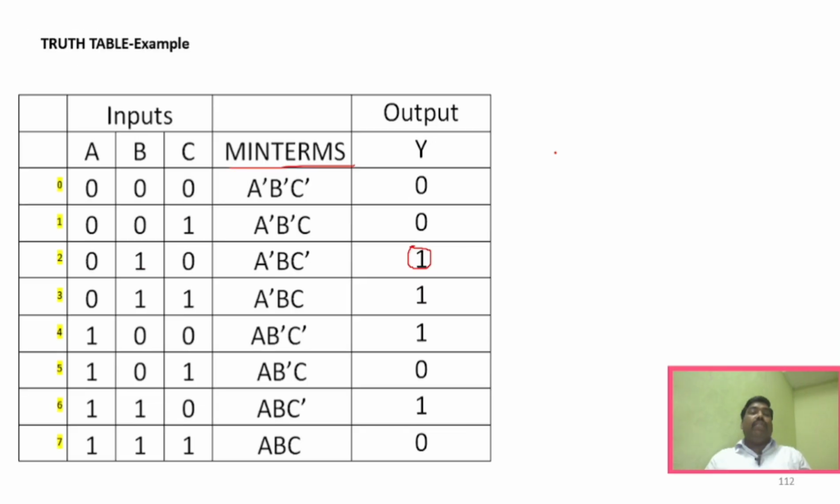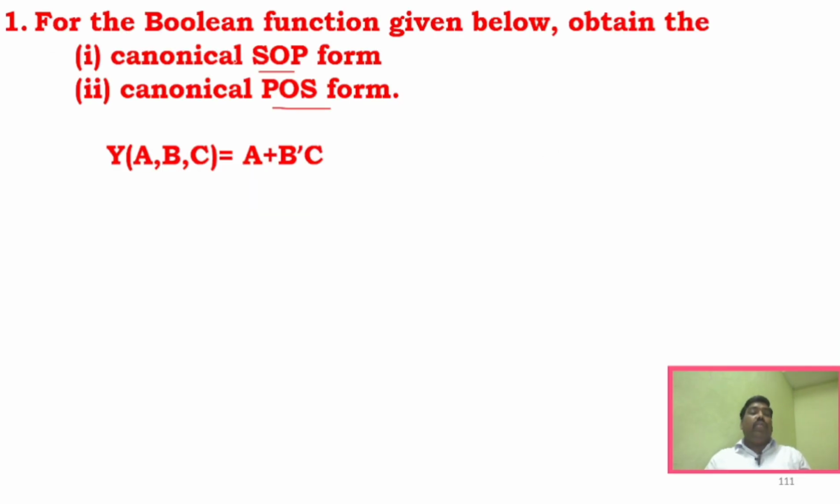Now, what is the question given? We need to find out the canonical form of SOP and POS. From this particular equation, you can see it is given A plus B bar C, which means we have three variables, and we will have different combinations between these three variables. So we have to first find out what is the combination that is missing here. Here the B and C terms are missing.